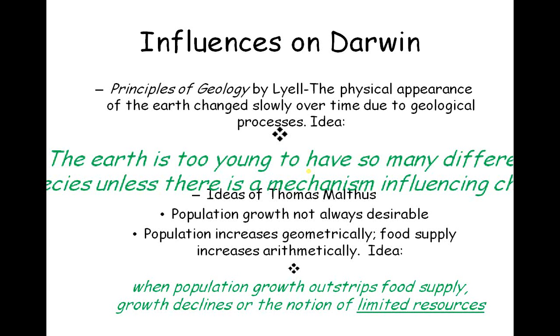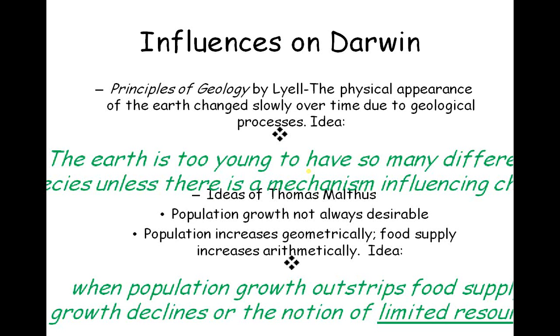So when the population outstrips its food supply, growth will decline. Why? Because individuals will start dying off due to starvation, or they will not get enough food in order to maintain, and eventually diseases will start picking them off. So this gave the understanding that resources that are needed by all populations may be limited.